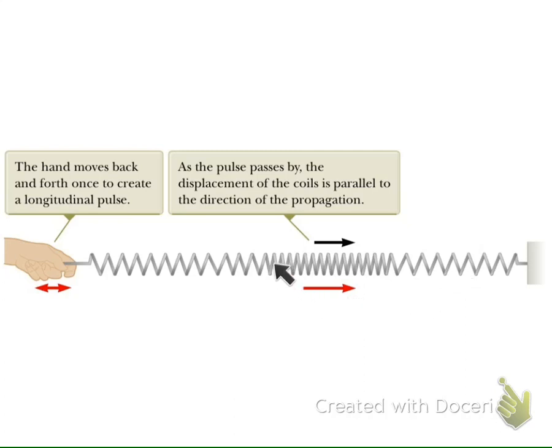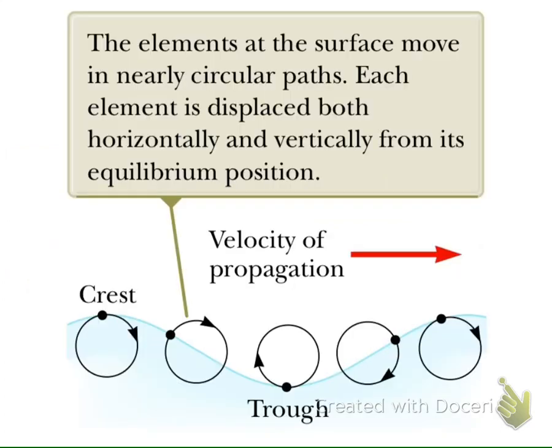In this case, you can see that the motion of the medium is in the parallel direction to the motion of the pulse, and in this case we call the pulse a longitudinal pulse. A longitudinal pulse in the sense that the motion of the medium is in the same direction as the motion of the pulse. And this is another example of the propagation of the disturbance on the medium.